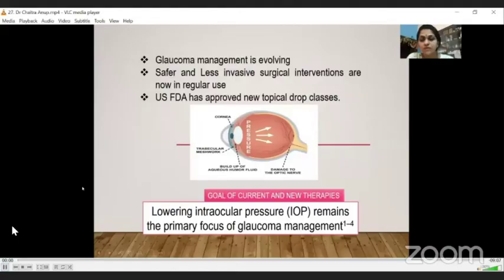Thank you, Sirish sir. That was a very wonderful talk. Since IOP is the only modifiable risk factor in any glaucoma, it is very imperative that we monitor IOP levels properly. So moving on to the next speaker, I would next like to call upon Dr. Chaitra Anup, who is a glaucoma consultant at Keshva Netralaya, Hassan. Ma'am will be discussing the newer modalities in the management of glaucoma. Over to you, ma'am.